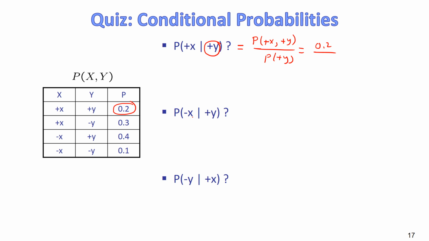And the denominator? So plus y is here and plus y is here also. So 0.2 plus 0.4, that's 0.6. I want to write it that way for a reason that I will tell you later. So that's 0.2 divided by 0.6, which is 1 over 3. Okay.